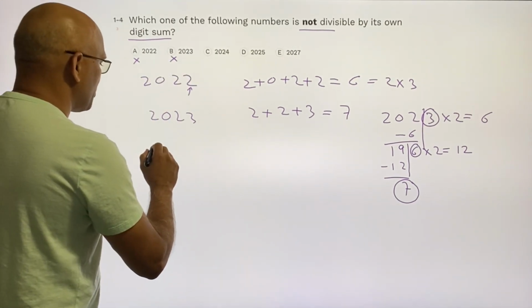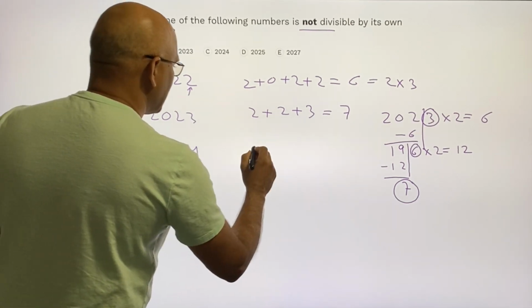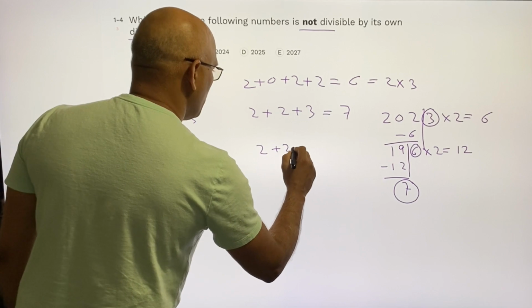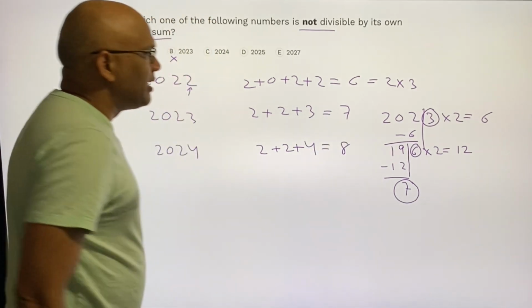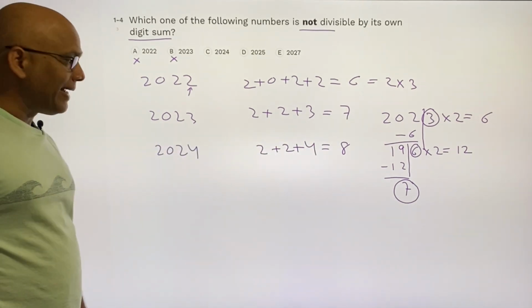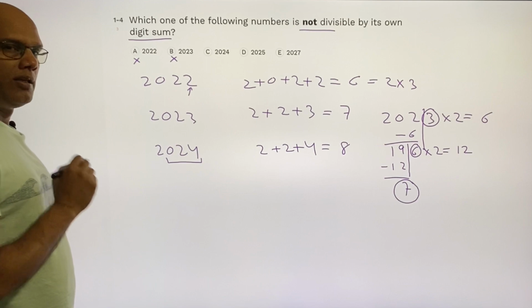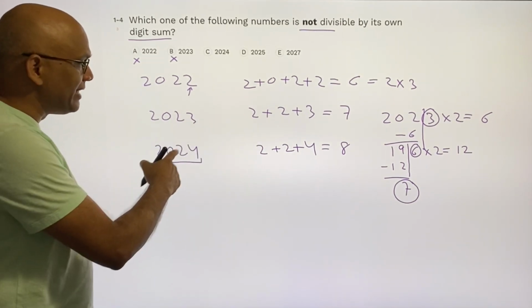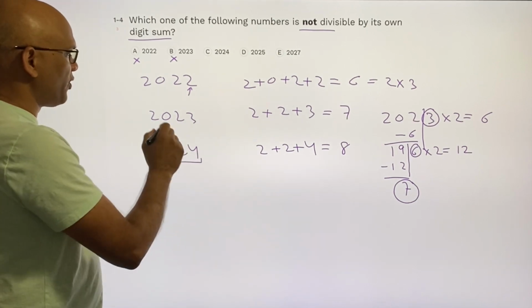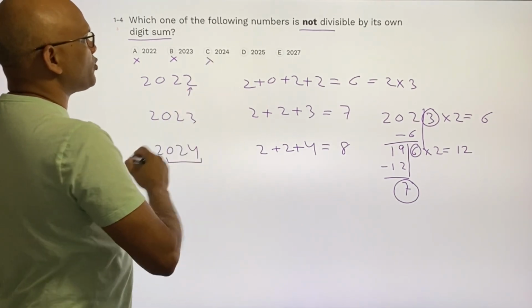Let's take the next number, 2024. The sum of the digits is going to be 2 plus 2 plus 4, which is 8. Now for a number to be divisible by 8, the number formed by the last 3 digits has to be divisible by 8. In this case it is 024, and 8 times 3 is 24, so the whole thing is going to be divisible by 8. So this cannot be the right choice.